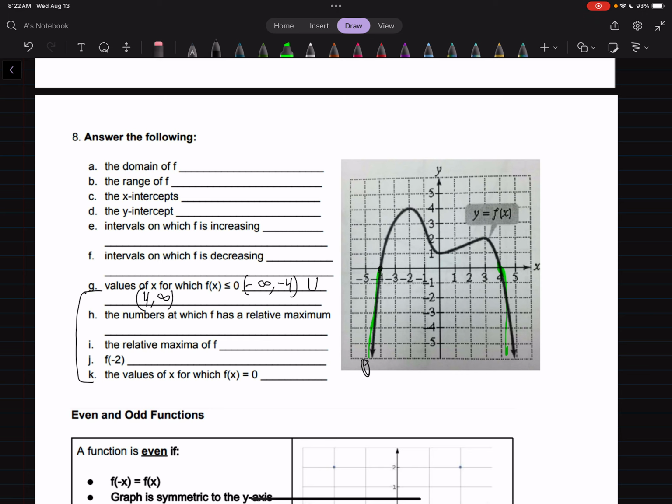The numbers at which f has a relative maximum. This says not what is it, it says where is it. The numbers at which f has a relative maximum. So I have a relative maximum at this position and this position. My relative maximum occurs at x equals -2 and 3.